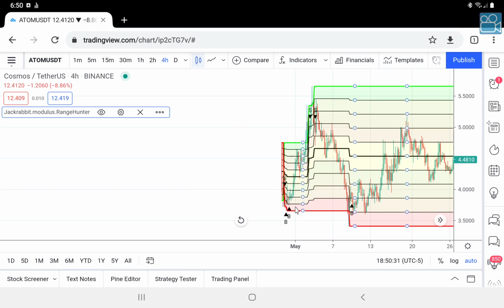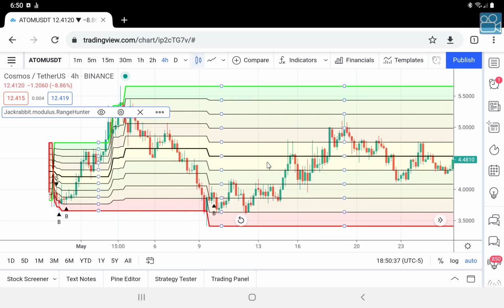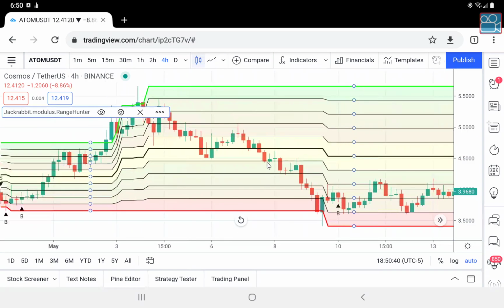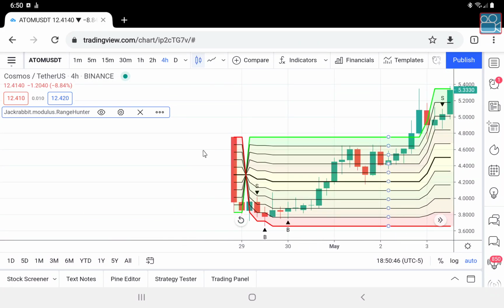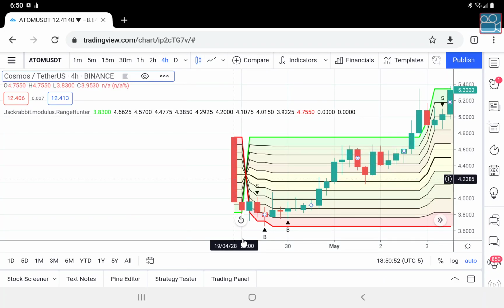So here is the beginning of the asset using a 4-hour chart. And the very first candle that started Atom, right here, had a low of $3.50 and a high of $4.7. And you can even go down further and break it down more.